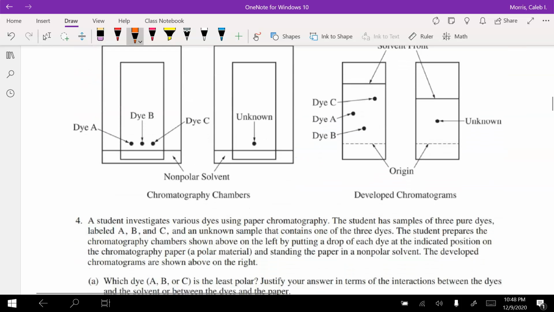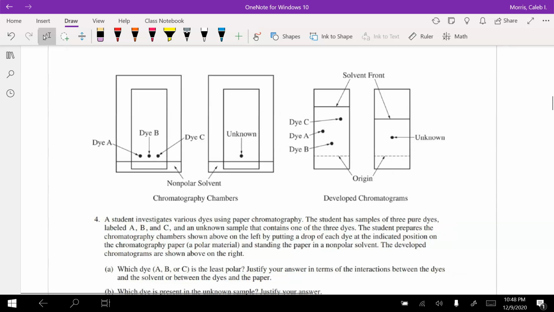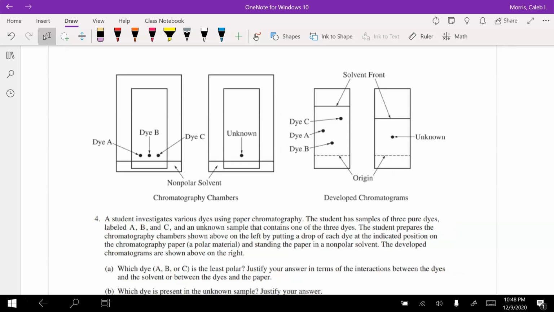Let's look at another example. A student investigates various dyes using paper chromatography. The student has samples of 3 pure dyes labeled A, B, and C. So we have A, B, and C in this diagram, right here. And an unknown sample that contains one of the 3. We don't know what it is.